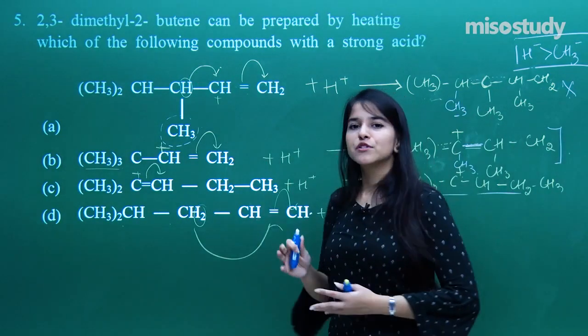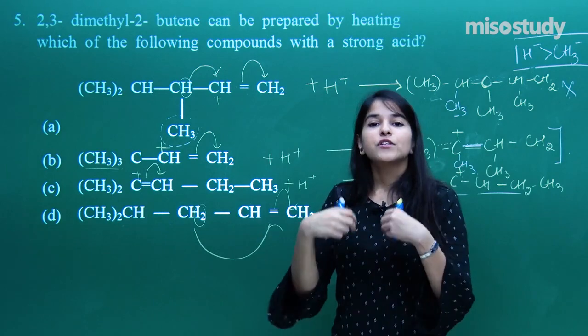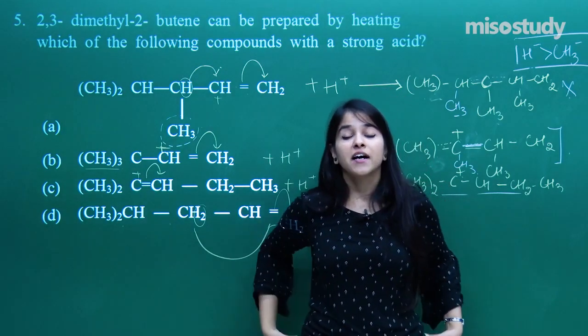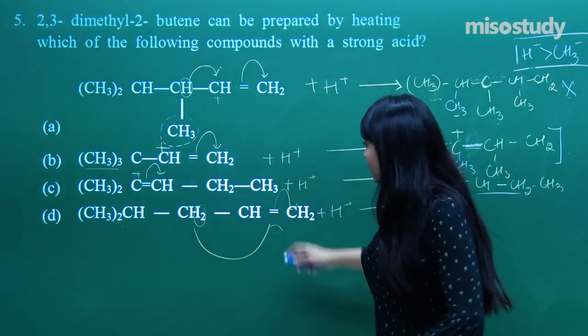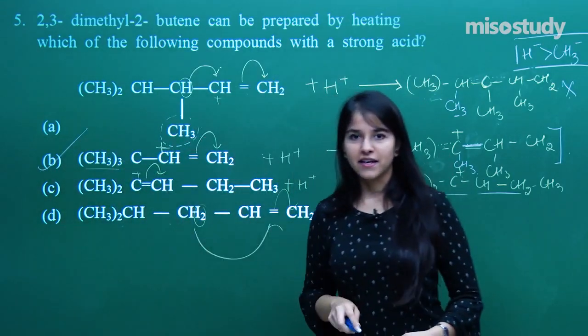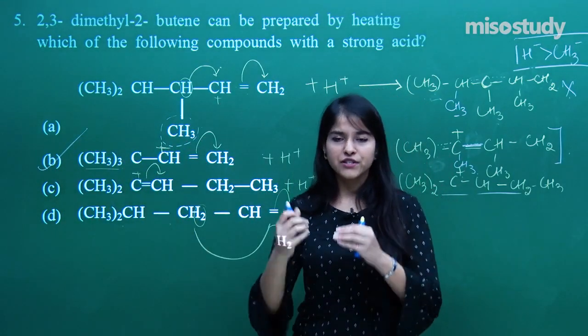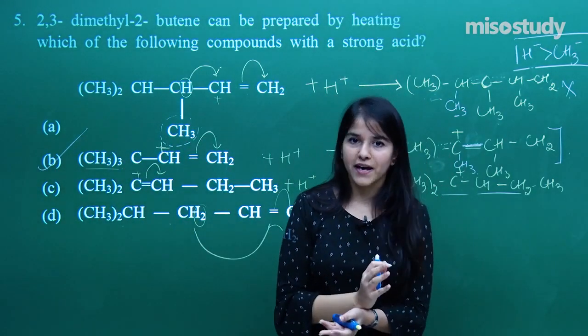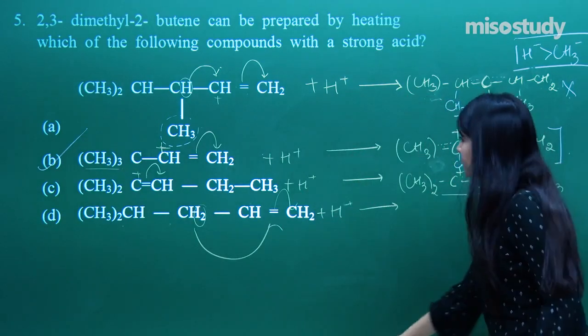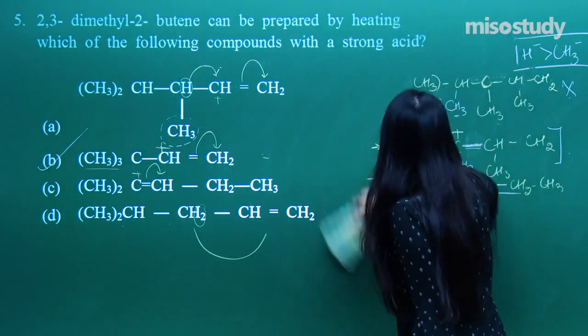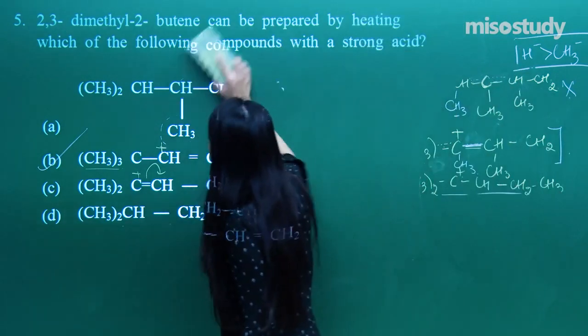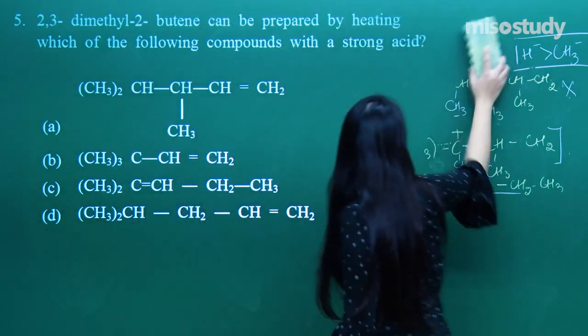So I hope you are able to follow how the hydride shift is taking place, how the methyl shift is taking place. So the answer would be B in this case. That was a typical kind of question. You need to have a proper hold over the mechanism. So I hope you all have got it. Let us now move to the next question. What do we have?